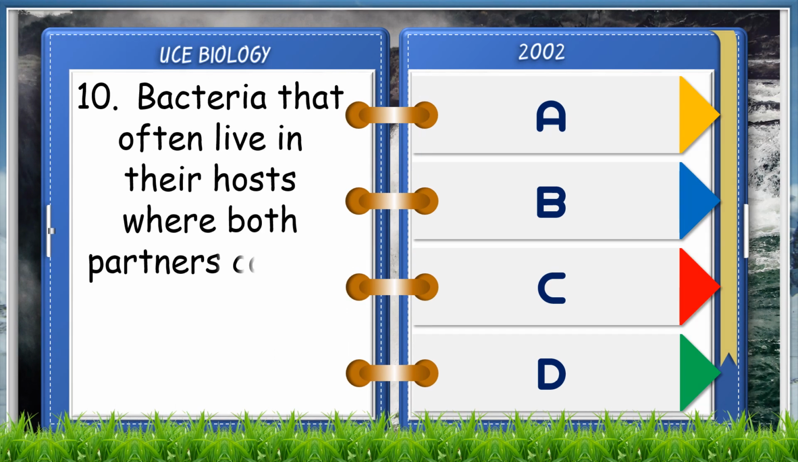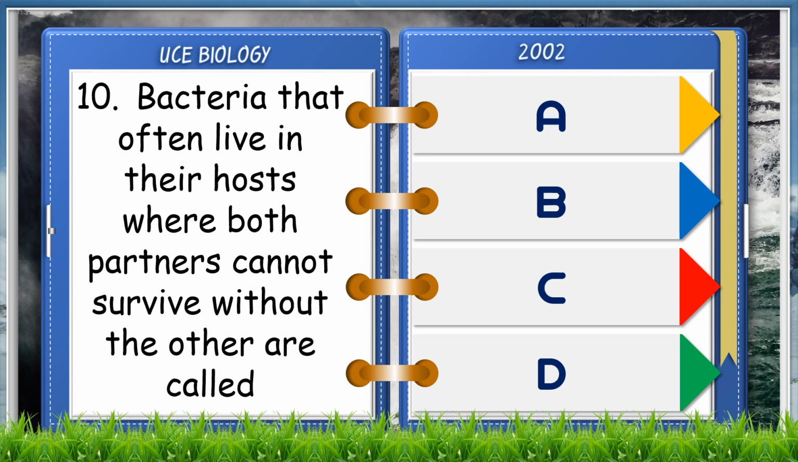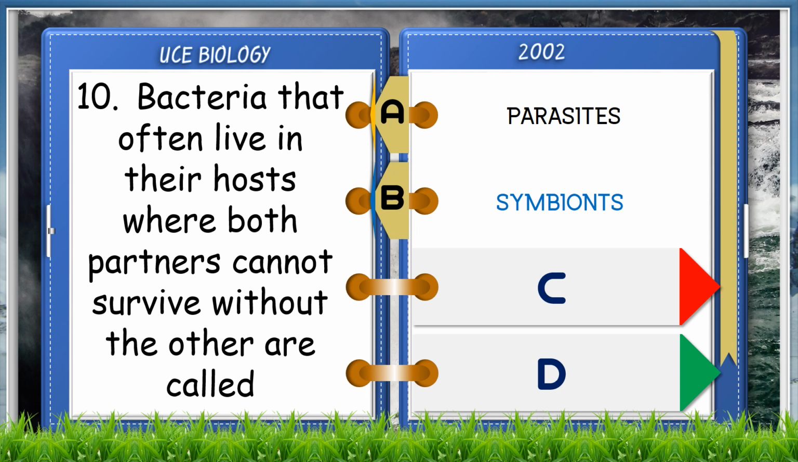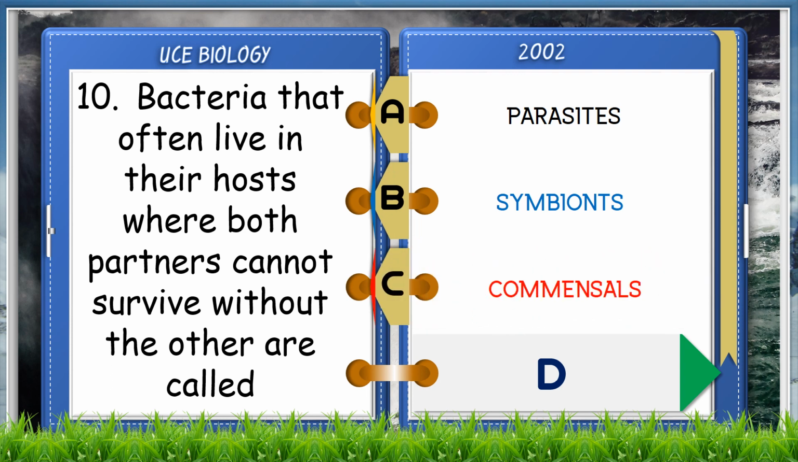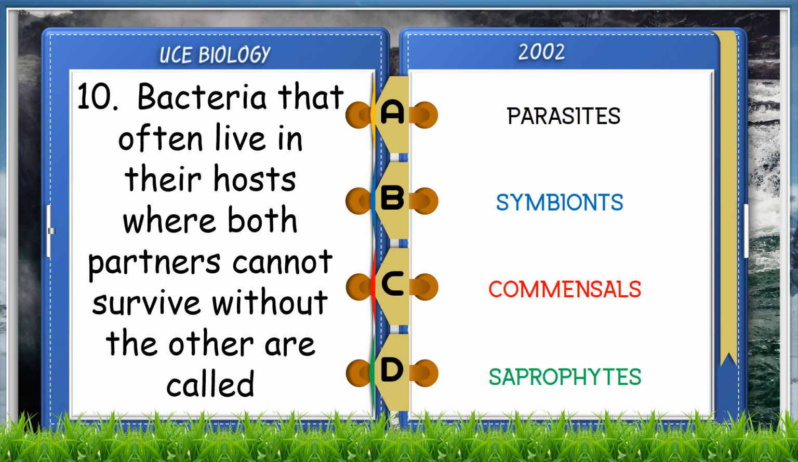Bacteria that often live in their hosts, where both partners cannot survive without the other, are called A. Parasites. B. Symbiotes. C. Commensals. D. Saprophytes. The answer is B. Symbiotes.